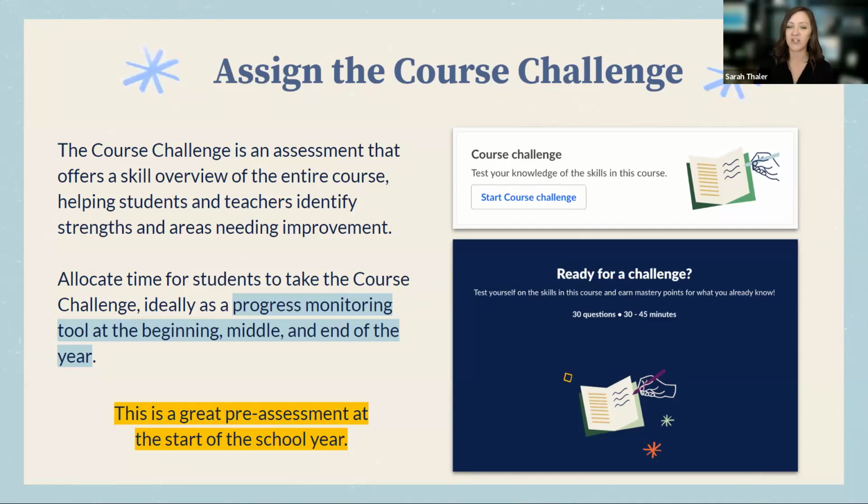So it's not going to ask questions on every single skill. They're going to get 30 questions and have about 30 to 45 minutes to complete that course challenge. But it helps level up some of those boxes. So instead of starting at white, not started on anything, giving them that course challenge starts moving some of those boxes up to familiar or attempted. So it's a great tool as an initial spot to identify strengths and areas for improvement for students.